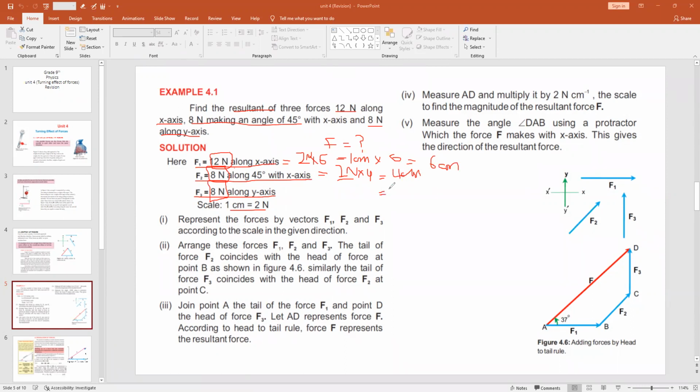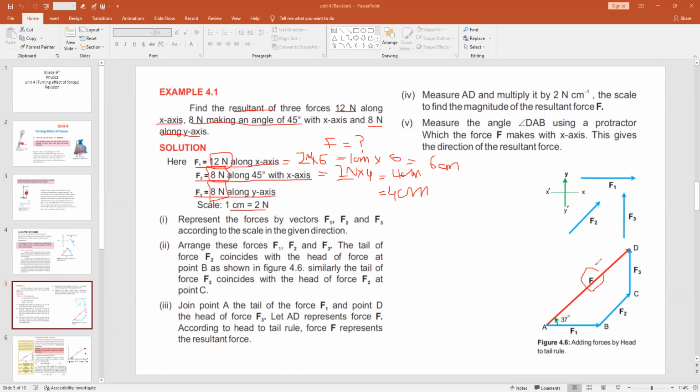So F1 is equal to 6 centimeter, F2 is equal to 4 centimeter, and F3 is equal to 4 centimeter, right? So what we have to do, we have to take the scale and draw all three lines along with their given angle. Then the final resultant vector, if we find out this magnitude, we will get the resultant force, right?